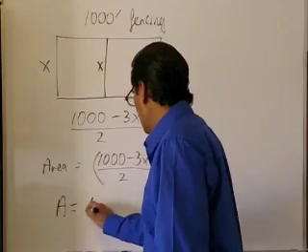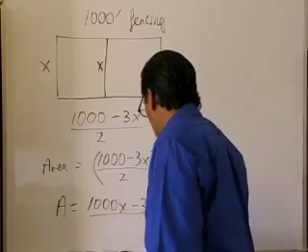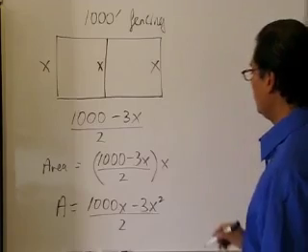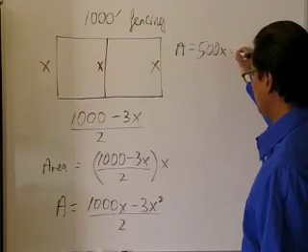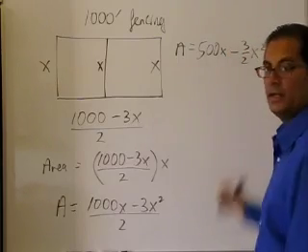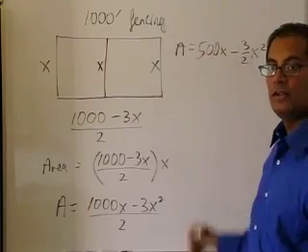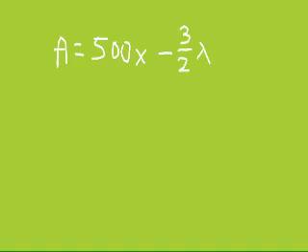A equals 1,000x minus 3x squared over 2. And if you wanted to simplify it further, you'd have A equals 500x minus 3 over 2 x squared. And you can actually find the maximum because this is a quadratic equation, and you can find the vertex of this quadratic equation. So we have the equation A equals 500x minus 3 halves x squared.